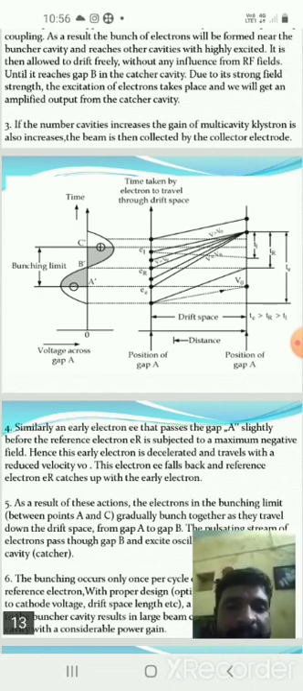Here the diagram shows the bunching effect. Voltage across gap A and position of gap A. This is a comparison of the electrons from the buncher cavity to the catcher cavity. The electrons travel from buncher to catcher. How much time is taken and how much velocity it can have, all these are shown by the diagrams.